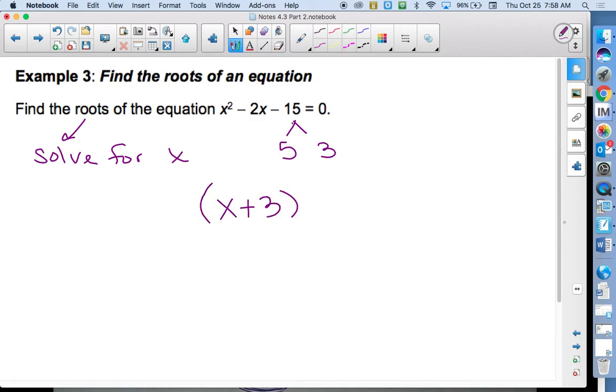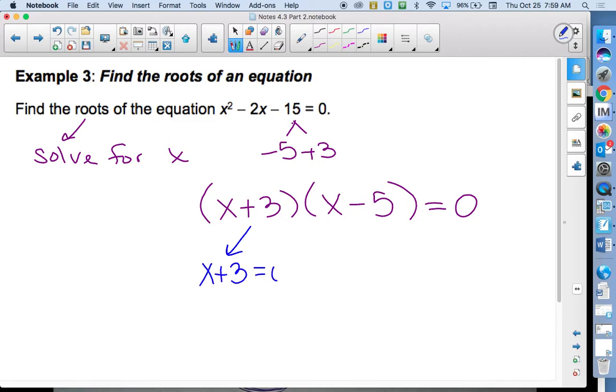X plus 3, and he said x minus 5. So now the zero product property: they're both equal to 0, so you can individually solve them and find the x values. And because there are two solutions, there are going to be two answers for x. So Gavin, one answer is, and our second solution, great.